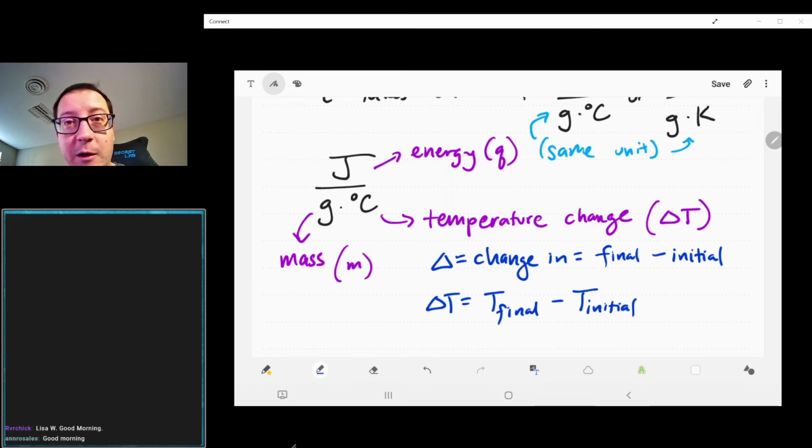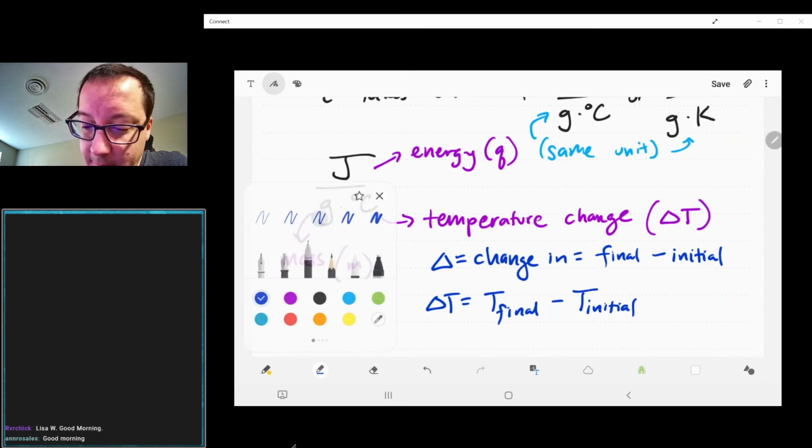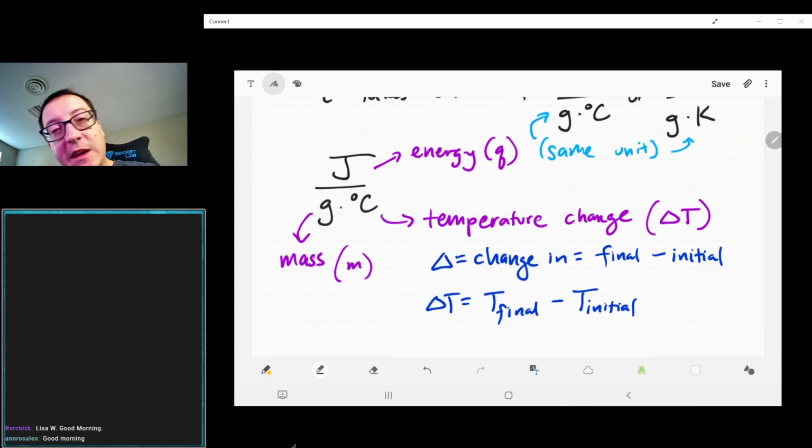So if we're talking about heating something up, we're going to have our final temperature be higher than the initial temperature. If we're cooling it down, we're going to have the final temperature be lower than the initial temperature. So it's just a way of talking about this change in that particular property. And so we're going to see that specific heat capacity will be essentially a conversion factor telling us how to throw some quantities together in order to make this work.